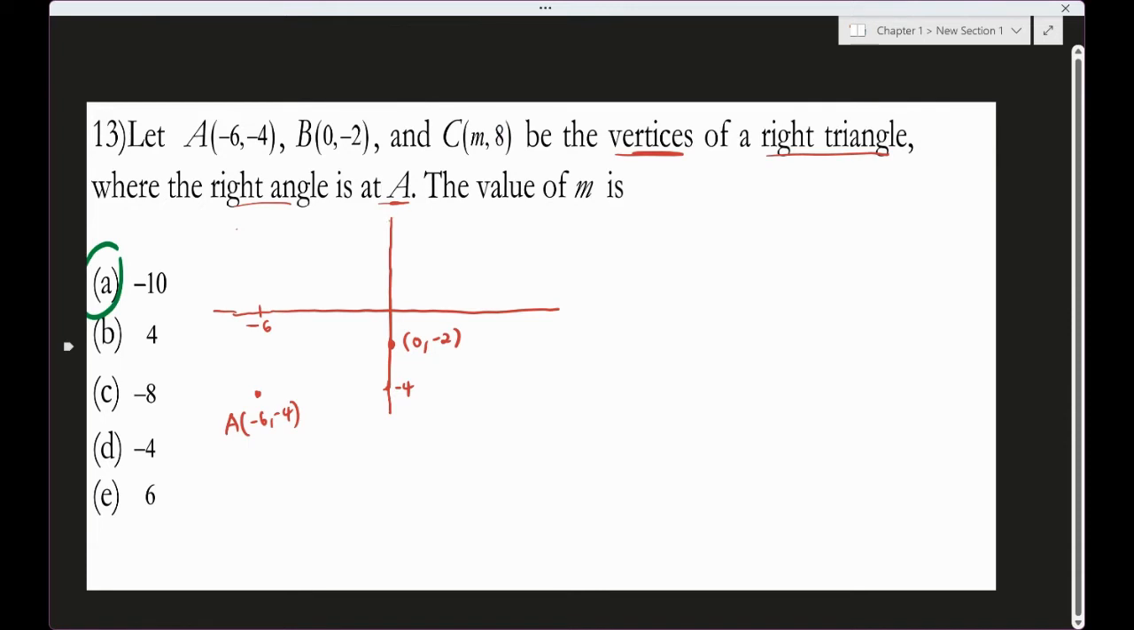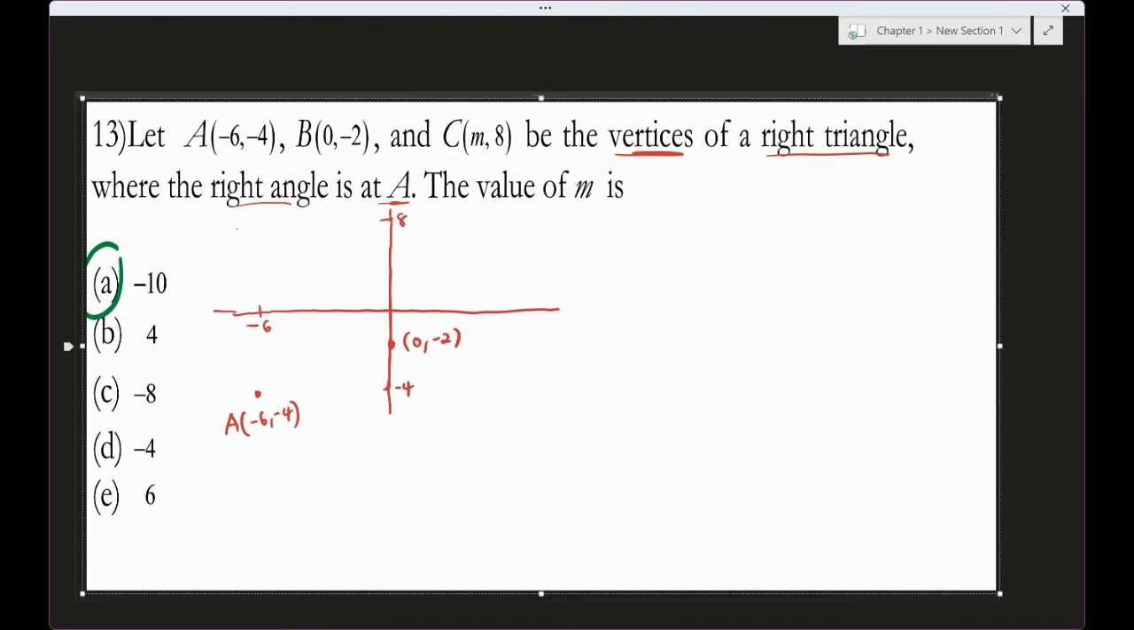Now for C. C is m and 8. The y-coordinate is 8, so somewhere here. But since this is 8, there are two possibilities for m. So m could be negative, m could be positive, right? And can m be 0? Yes, m could even be 0. But we don't know what it is for now. So let's just put it somewhere here.